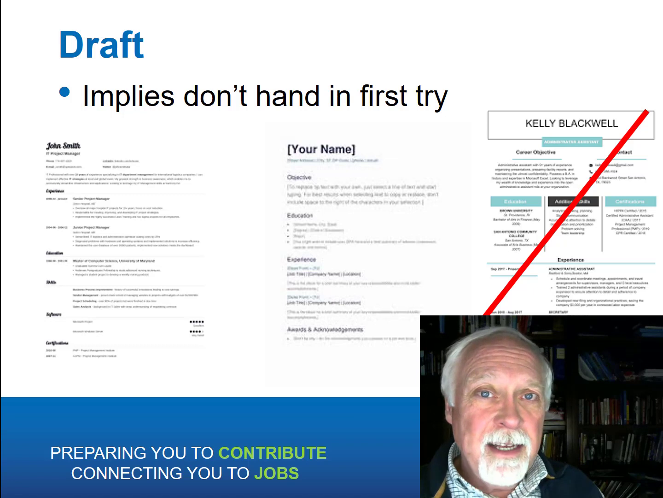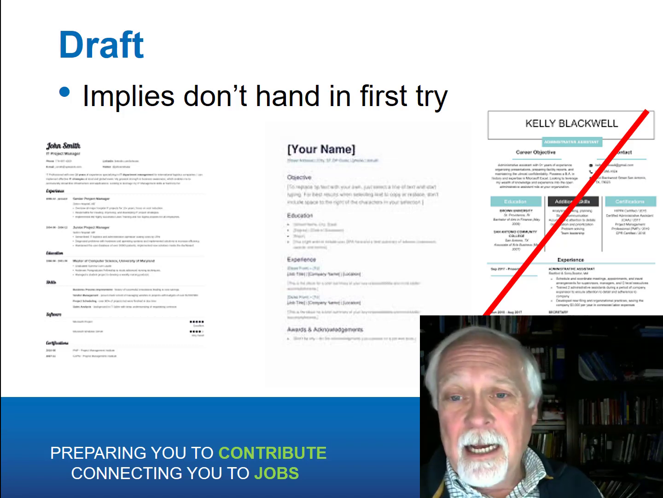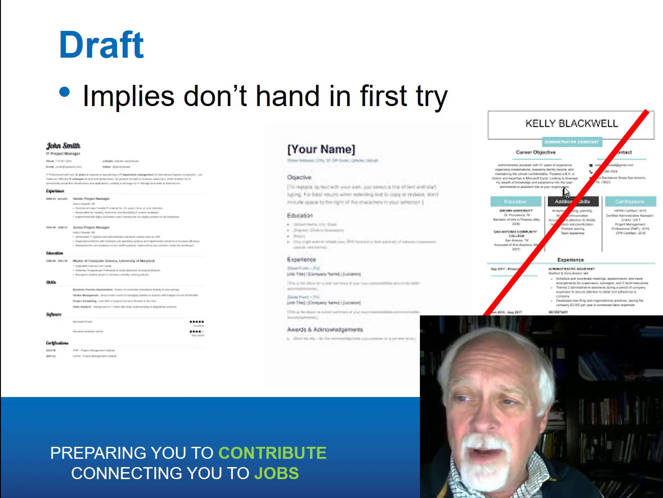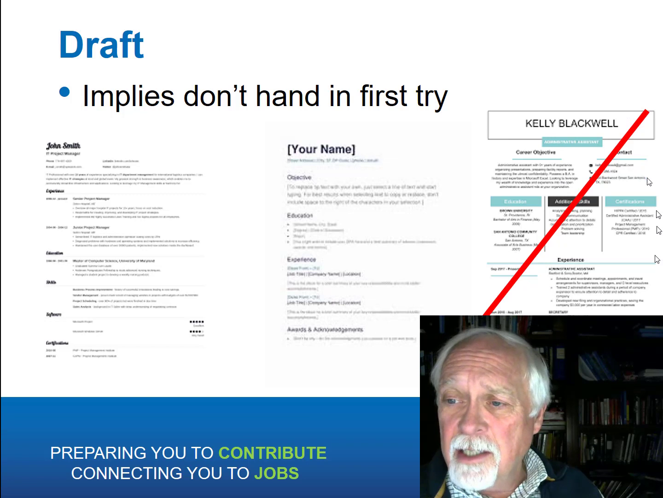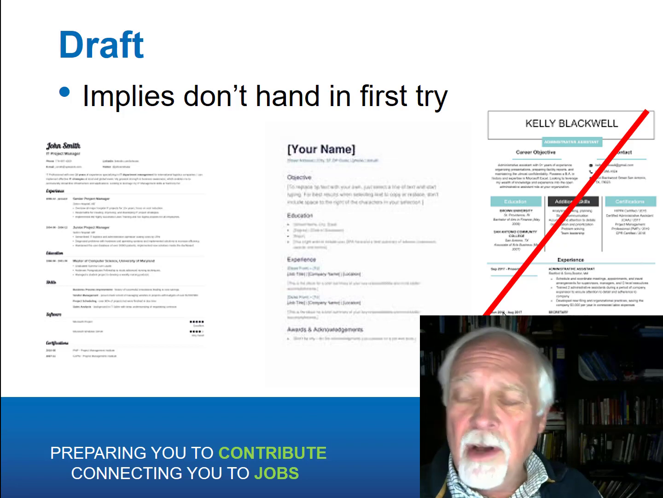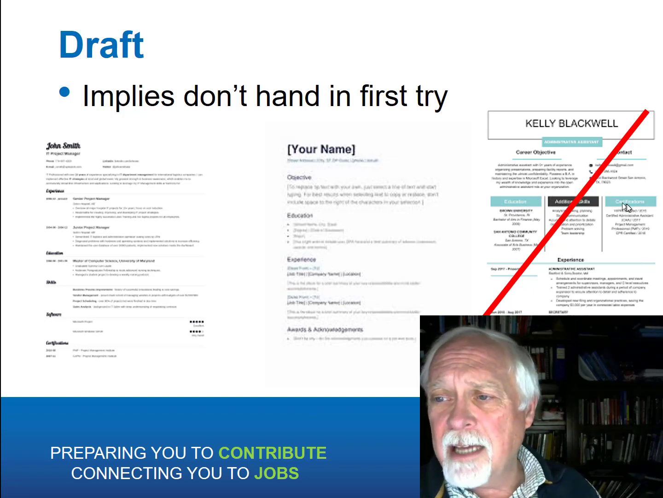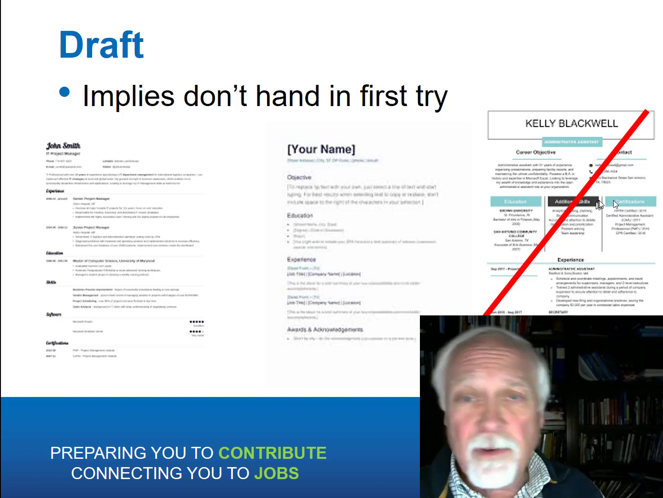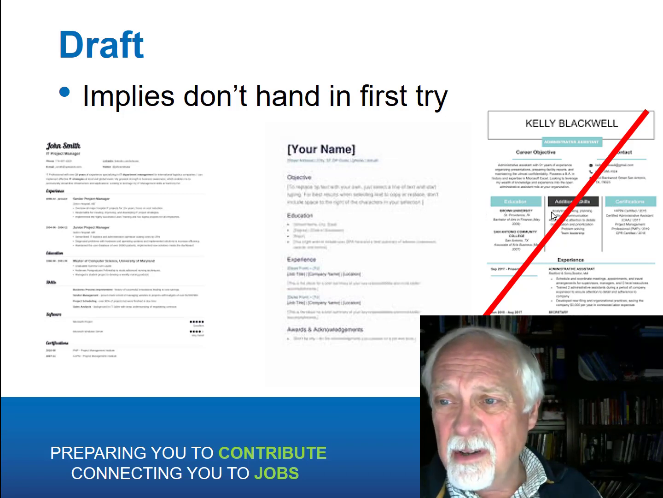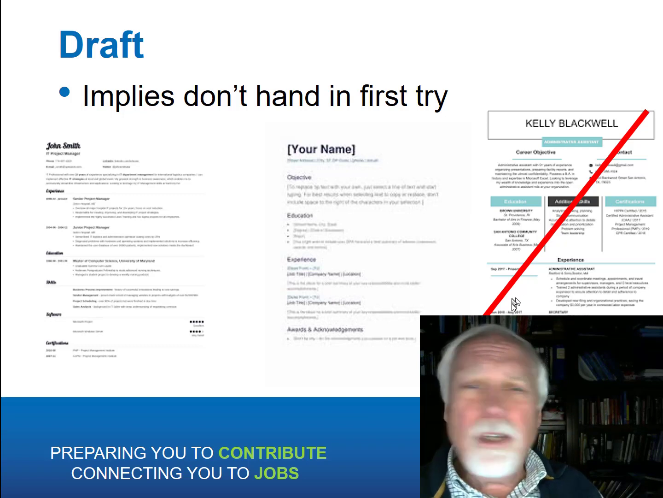Then comes a draft. And a draft implies that you're not going to hand in the first try. I have 3 examples here. I have this one crossed out. Why is that? It's a nice, attractive looking resume. Well, it goes from 2 columns to 3 columns to 2 columns. It uses teal and black and teal. What is the meaning of the black versus the teal? Or is there any reason for it? Is that just style? Don't do this.